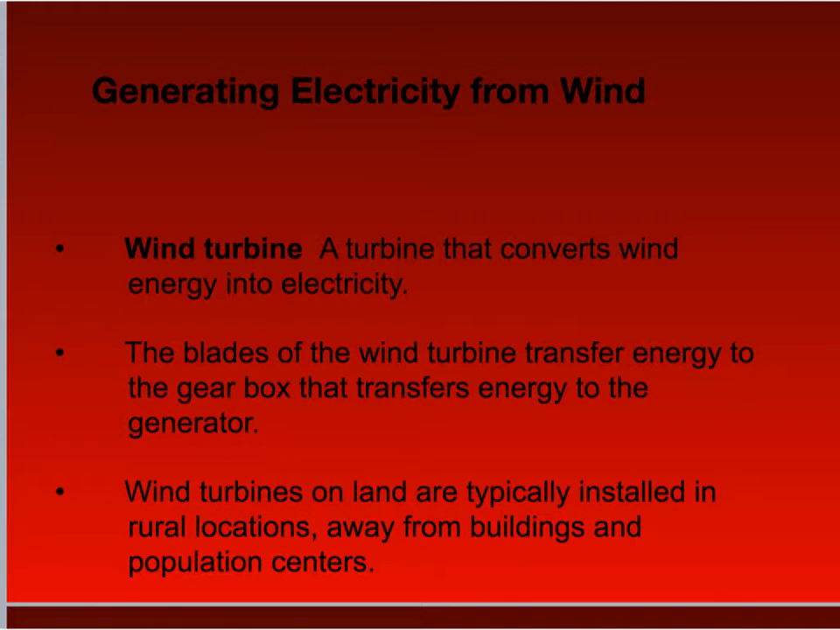But these offshore wind conditions are what are most desirable for these wind turbines to generate electricity. And wind turbines on land are typically installed in rural locations, far away from buildings and a lot of people, and they must be close to electrical transmission lines with enough capacity to transport the electricity that it's generating. So, for these reasons, as well as some political regulatory reasons, wind turbines and wind farms are hard to come by.